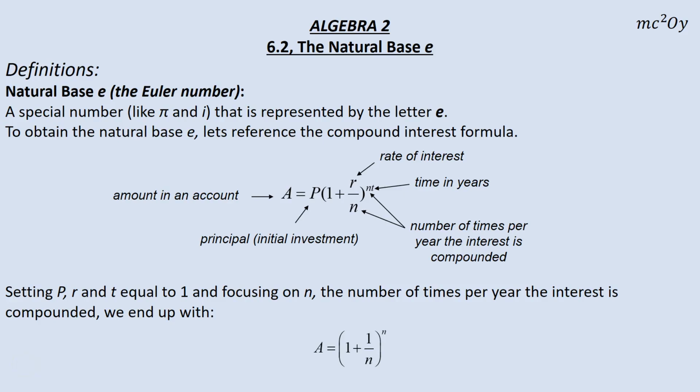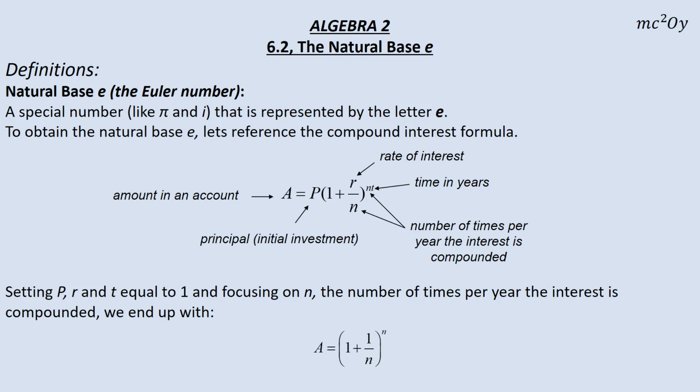Okay, we're going to talk about the natural base e. The natural base e is also called Euler's number, after Leonhard Euler. It's a special number, like pi or i, represented by the letter e. It's an irrational number, one that doesn't end.